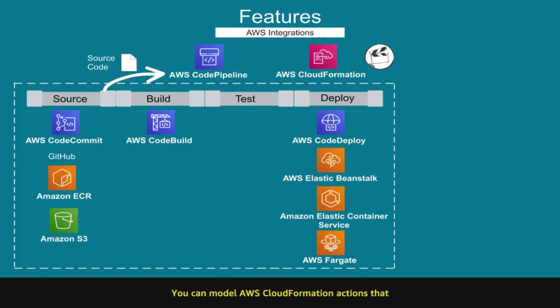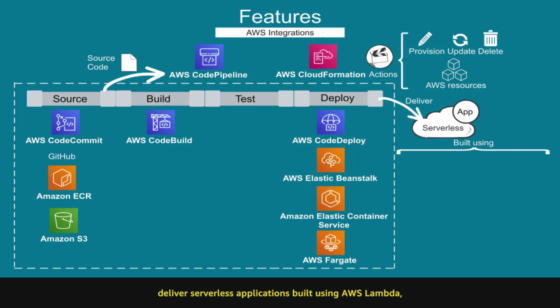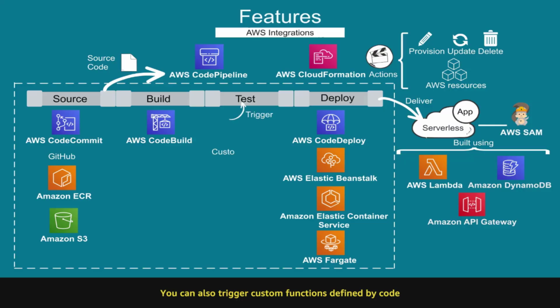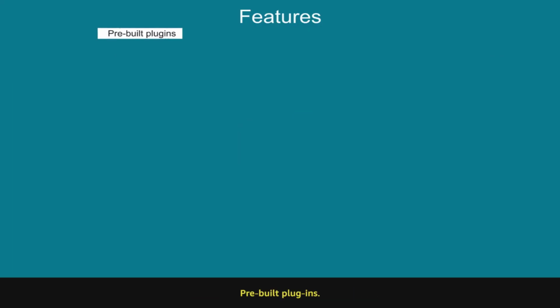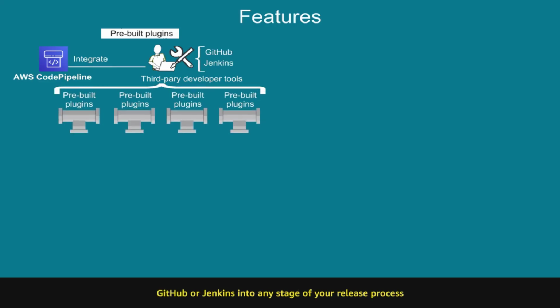You can model AWS CloudFormation actions that let you provision, update, or delete AWS resources as part of your release process. This also enables you to continuously deliver serverless applications built using AWS Lambda, Amazon API Gateway, and Amazon DynamoDB with the AWS Serverless Application Model, AWS SAM. You can also trigger custom functions defined by code at any stage of your pipeline using CodePipeline's integration with AWS Lambda.